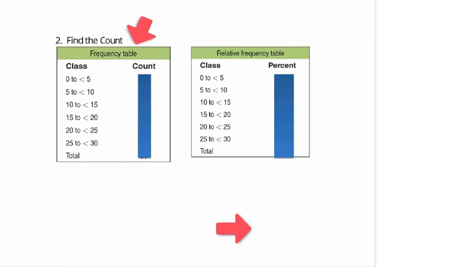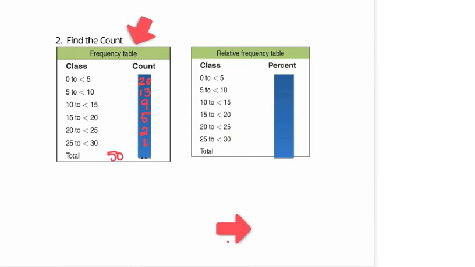Now I've already counted these up, and I know that there are 20 between 0 and less than 5, 13 less than 10, 9 less than 15, 5 less than 20, 2 less than 25, and 1 less than 30. And I have a total, if I add those all up, of 50. Now, this is a frequency table. It simply measures the frequencies of which something occurs.